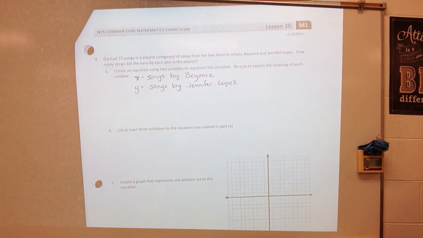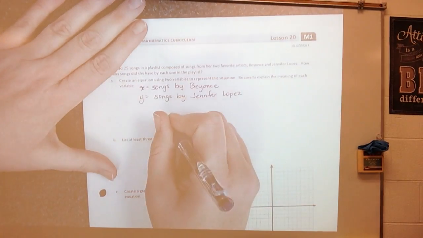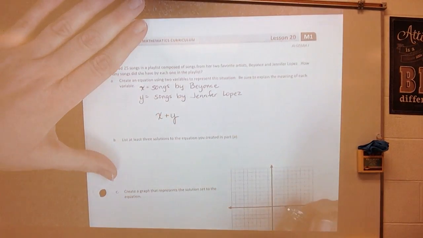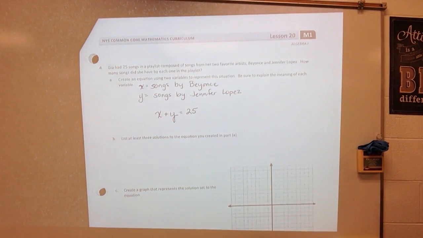Okay? So it says she had 25 songs in a playlist composed of songs from her two favorite artists. How many songs did she have by each one on the playlist? All right? So what would my equation look like? Well, it would be the number of songs by Beyonce plus the number of songs by J-Lo would give me a total of 25 songs.